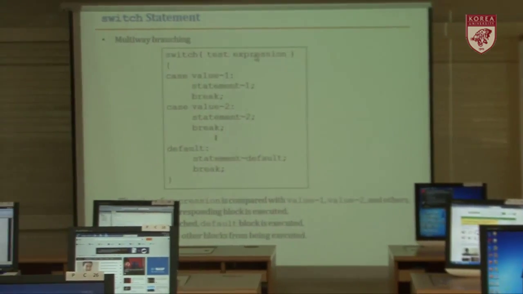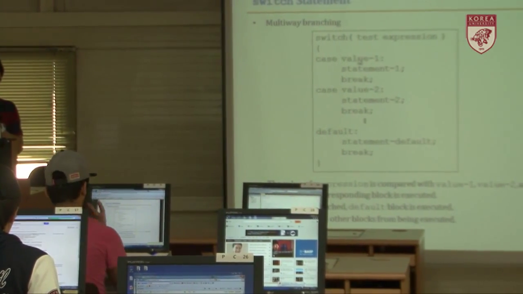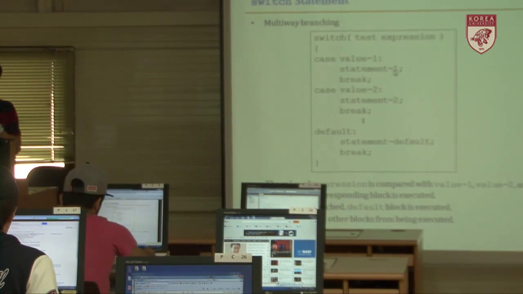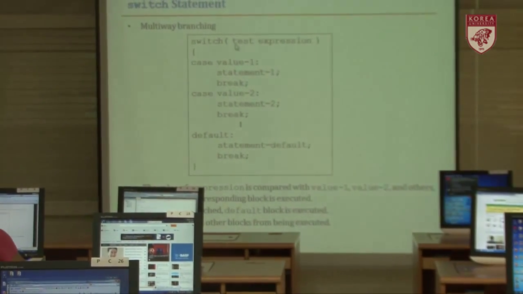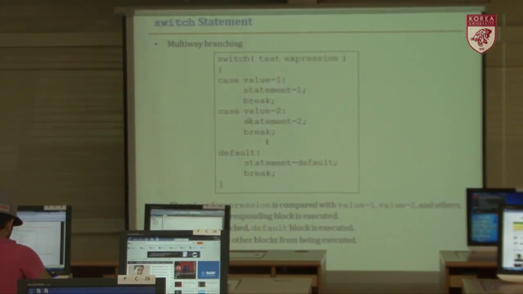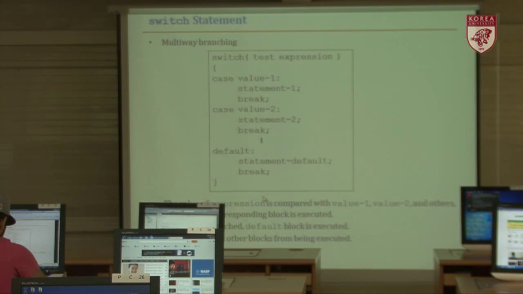If this test expression is equal to value 1, then it goes through here and executes statement 1. And by the break here, it gets out of the switch. If this test expression is equal to value 2, then it moves to here and executes statement 2, then goes on. If none of the values is satisfied, then it goes to the default section and performs the default statement.